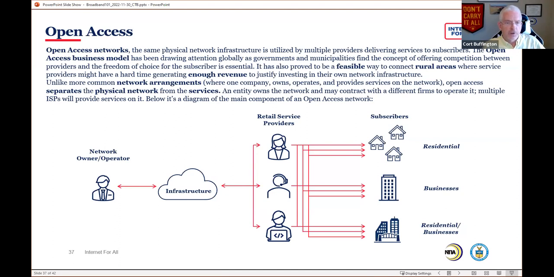Open access introduces the concept that it may not necessarily be one entity that owns all of that. There are so many different ways that open access can work. We certainly cannot cover all of them. So we're going to cover some examples of how this may work, but this is certainly not an exhaustive list. In one case you might have one owner for the underlying infrastructure. And then you might have another business entity that provides service over that infrastructure. So you'd have a network owner operator, and then you might have a retail service provider that's building and providing the service itself, handling the customers, et cetera.